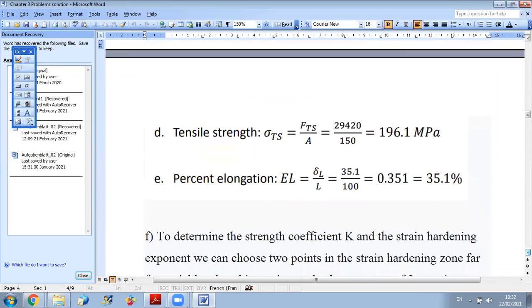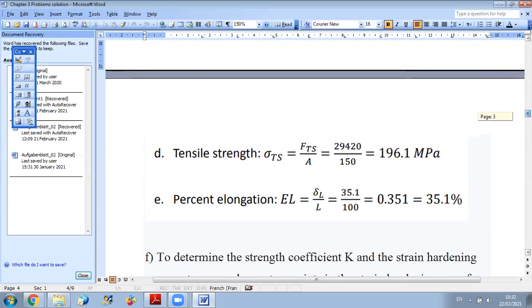Now, concerning the tensile strengths, we divide the maximum load by A0. And here also they converted the maximum load to Newton. So when dividing by millimeter square, you get your value in megapascal. And finally, for the percent elongation, it's delta L final over L. It's 35.1 over 100. So we get 35.1%.